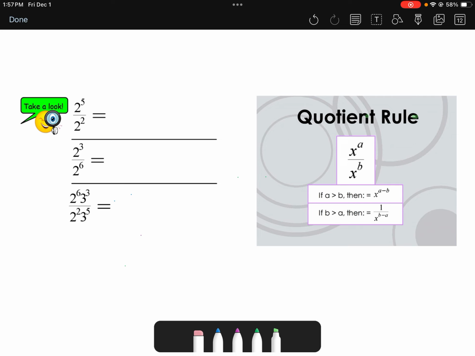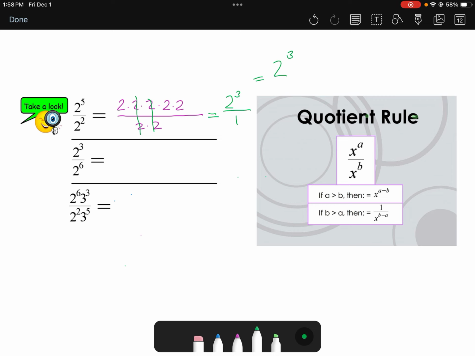Okay, so let's go ahead and explore our other one. This one tends to get people a little bit more. So I have 2 to the 5th divided by 2 squared. Let's look at it. 2 to the 5th means 2 times 2 times 2 times 2 times 2, and 2 squared means 2 times 2. Remember, if you have something the same on top and bottom of a fraction, you can cancel those out. So this cancels, this cancels. What do we have left? On top we have 3 2's being multiplied. The bottom cancels out, so that's just 2 cubed over 1, which is equal to 2 cubed, or 2 to the 3rd power.